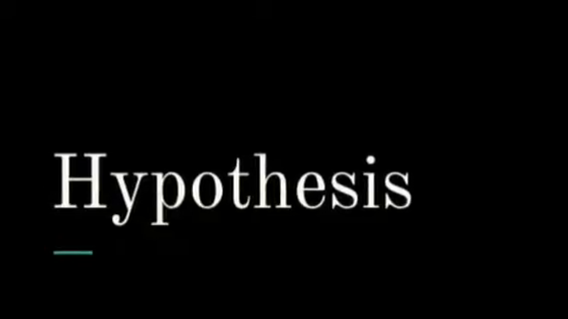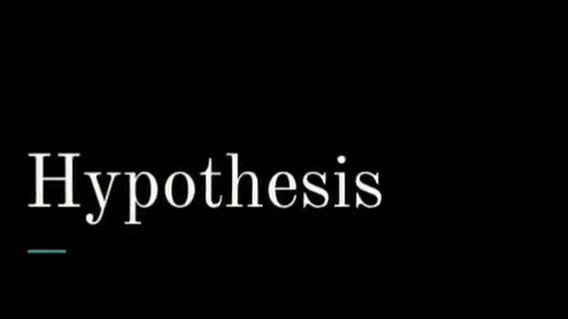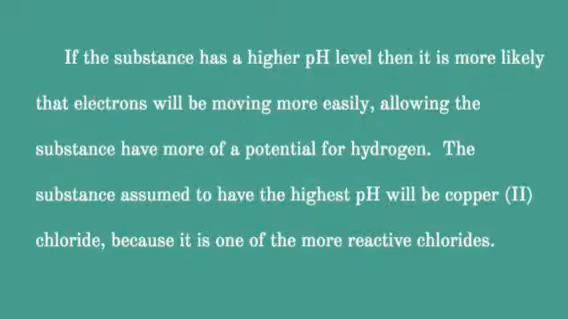Our hypothesis states that we believe the chlorides with the higher pH will be those that are more reactive. Because of this, we chose chlorides such as copper 2 chloride for being the one with the highest pH because it was one of the more reactive chlorides we tested.